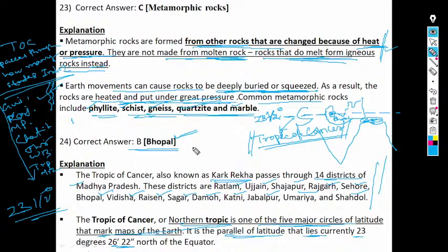Suppose there is a question: does the Tropic of Cancer pass through west to east or east to west? Then write east to west. For east to west, you have to start from Mizoram, then move to Gujarat.